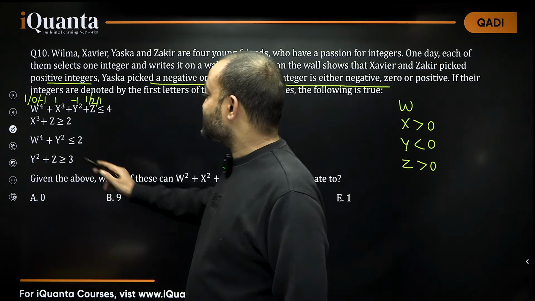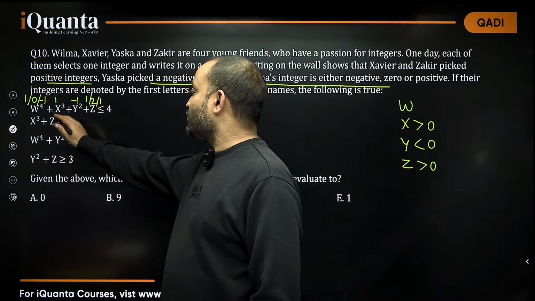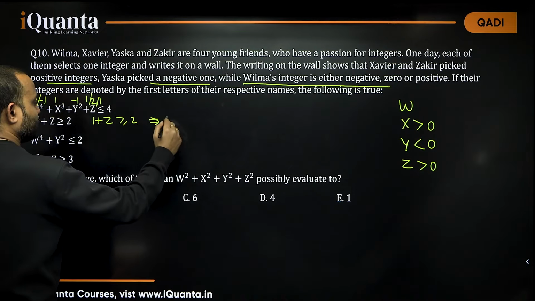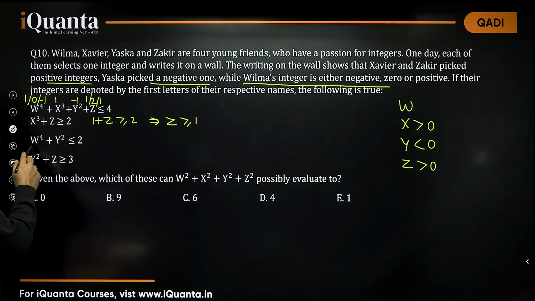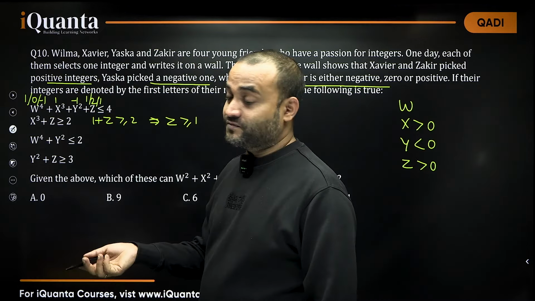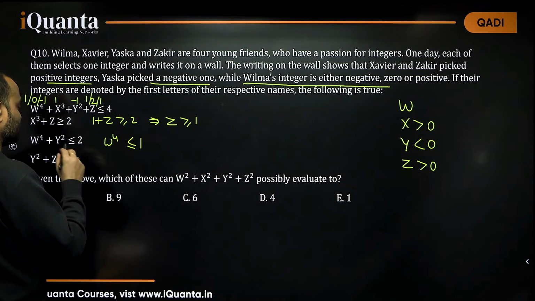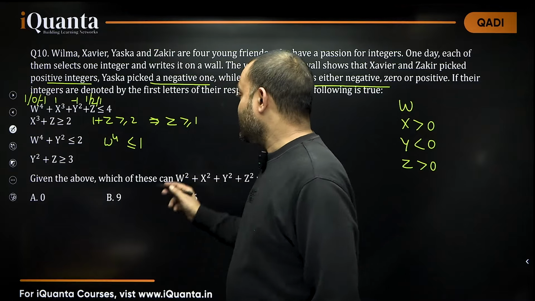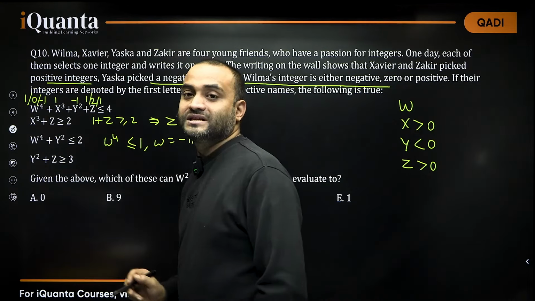That's it. Now it says x cube plus z is greater than or equal to 2. We already know that x is 1. So 1 plus z is greater than or equal to 2, or we can say z is greater than or equal to 1. So we got this. Then it says w to the power 4 plus y square is less than or equal to 2. We already know that y is -1, that is fixed, right? So w to the power 4 is less than or equal to 1. So from here we can say w could be either -1, 0 or 1. Same information that we got from here.